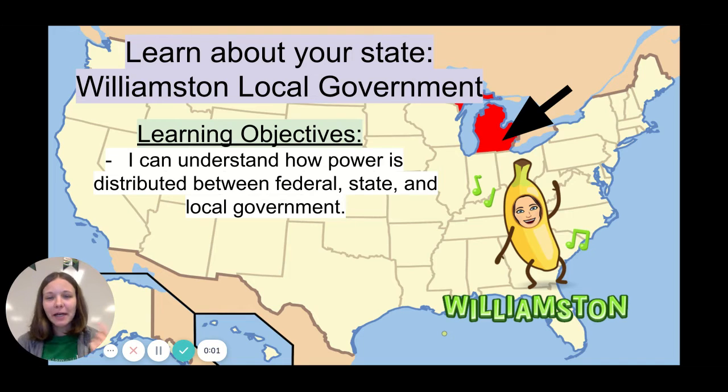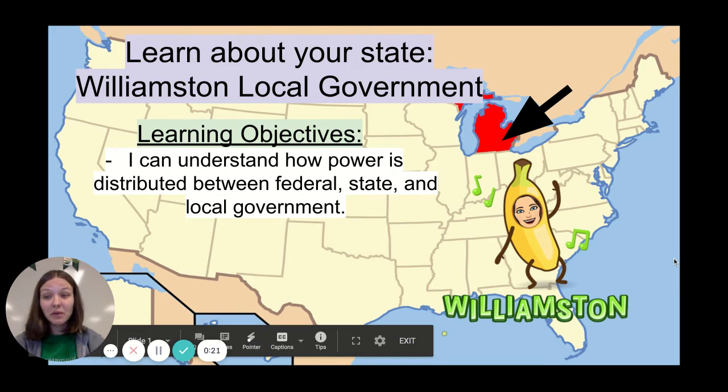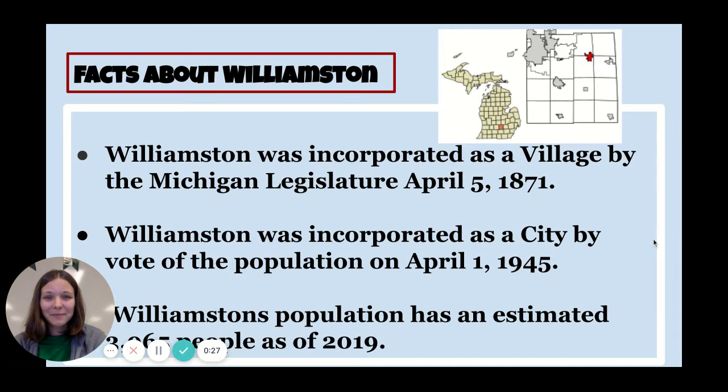Learners, we're wrapping up our unit on state and local government. Today we'll be discussing something a little bit more local to us, Williamston's local government. So our learning objective today is the same as our last lesson. I can understand how power is distributed between federal, state, and local government. So this is our last lesson that's going to be going over local government. So it's really cool that we get to learn about our local government and learn more about Williamston.